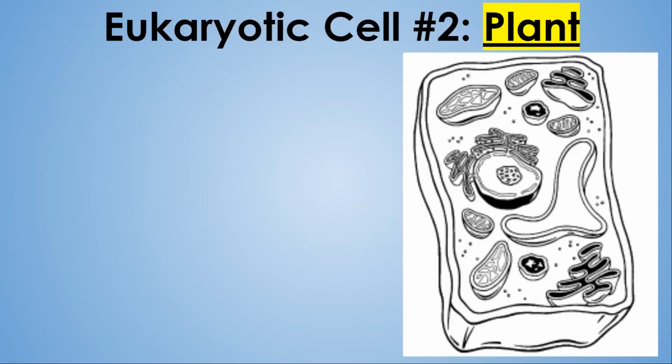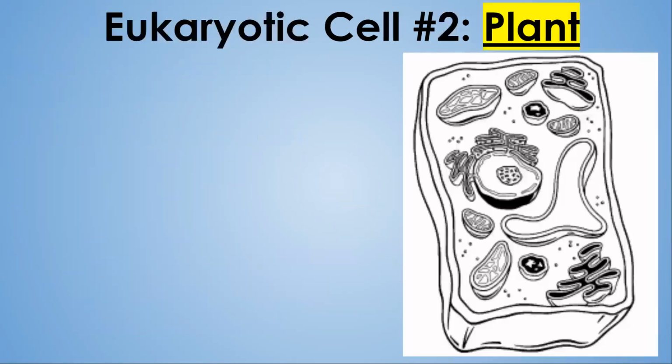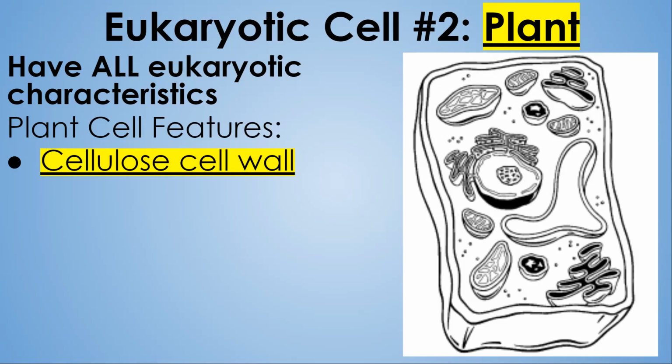Here is a eukaryotic cell, number 2. This is a plant cell. So these are going to be a lot more structured. They're going to be more rectangular in shape. So animal cells typically are irregularly shaped, so they can come in all kinds of shapes and sizes. Plant cells are typically more rectangular in shape, and they are going to have all the eukaryotic characteristics and some features that make plant cells unique.